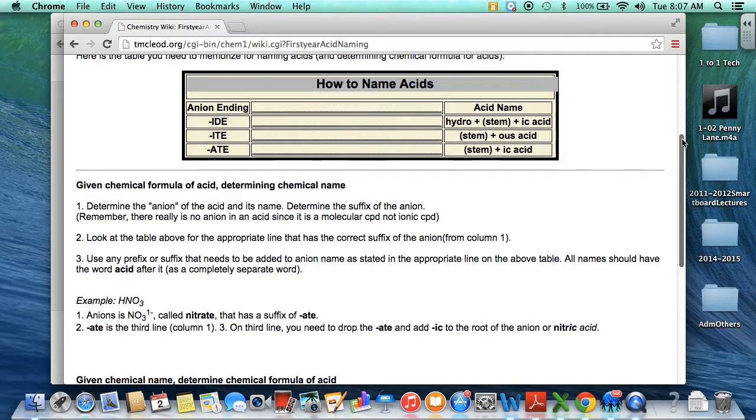It's called nitric acid. For example, if it's HNO2, then the anion is NO2 1 minus. It's not called nitrate. It's called nitrite. It ends in ITE. So then it would be not nitric acid, but nitrous acid.